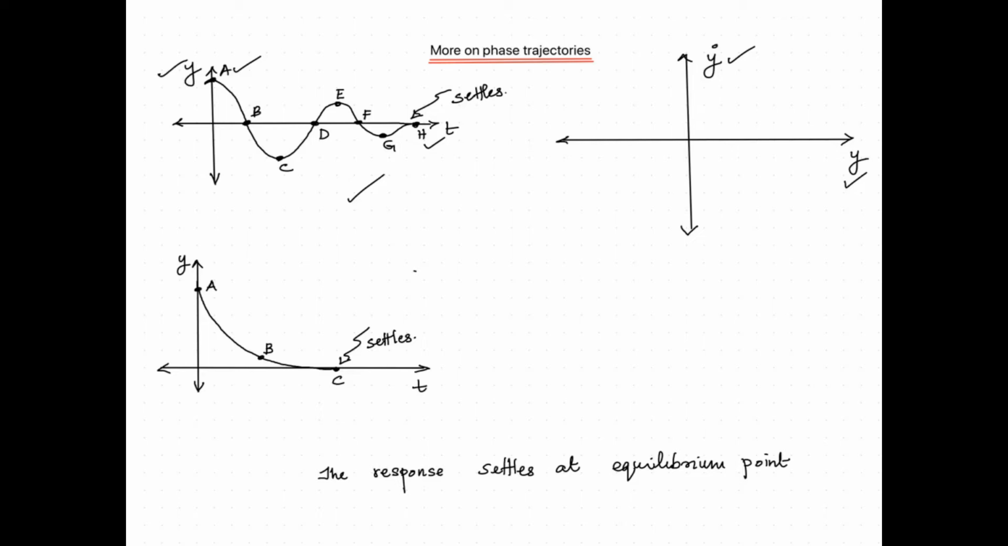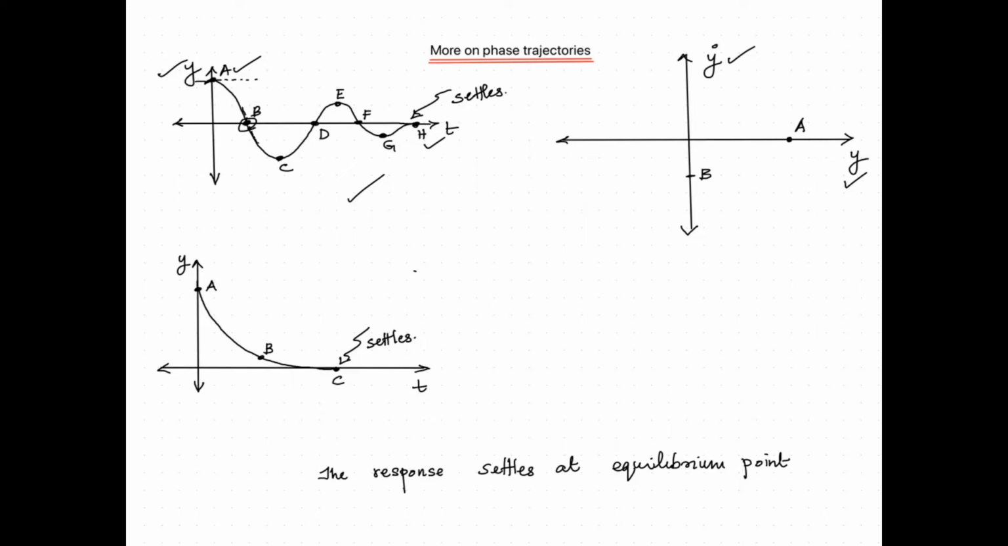Let us start with the first point. At the point A, we can see that the response has its maximum value, hence the slope is 0. So, let us mark capital A at this point where y is positive and y dot is 0. Now coming to the point B in the graph, B has a value of 0 whereas its slope is negative. So the value of y is 0 whereas its slope is negative. Let us assume that this is the point.